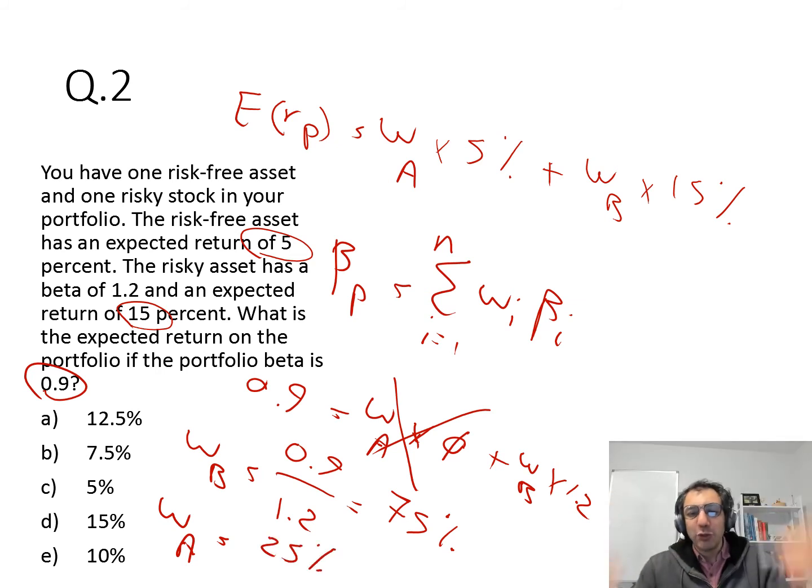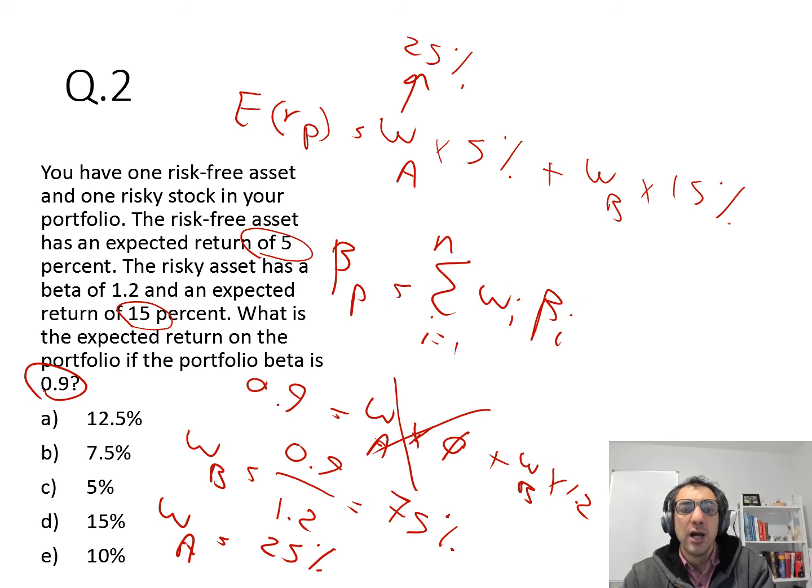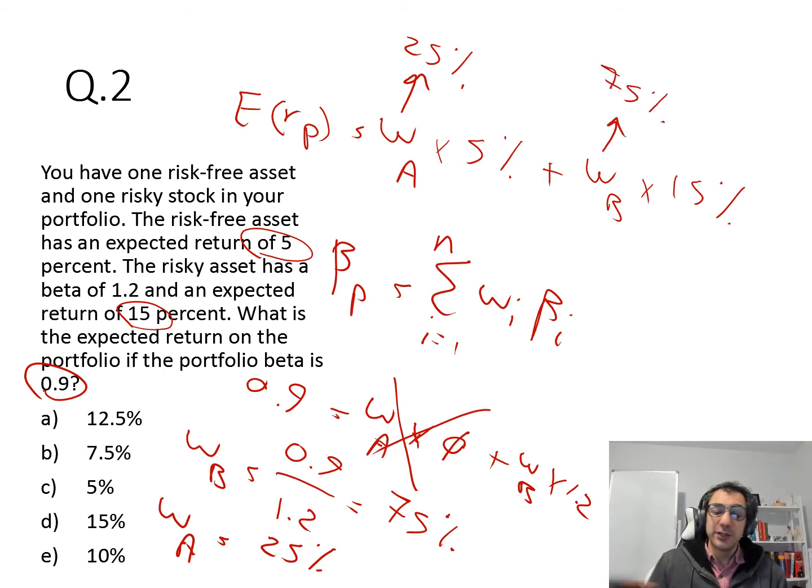Let's go back to the original formula for the expected return of the portfolio. So this is the 25%, the weight of asset A. What is the weight of asset B? It's 75%. Now, based on this, you can calculate the expected return on the portfolio.